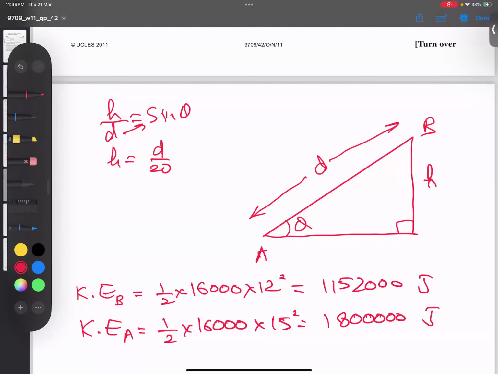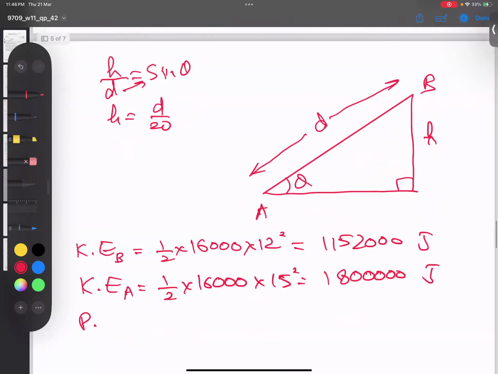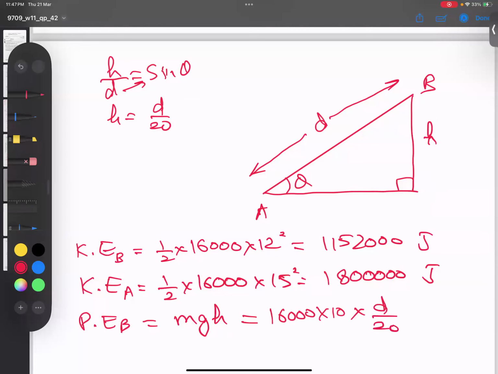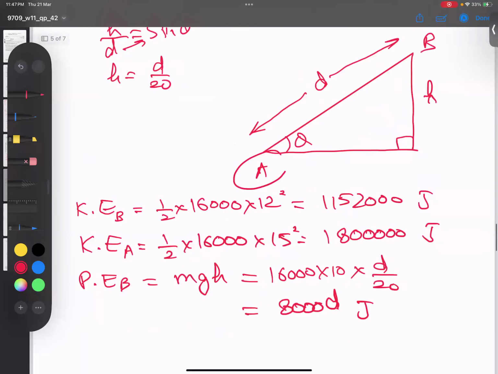Clear. But what is the potential energy at the B top? MGH formula. Mass is 16,000, g is 10, and height is what? I just got it, d by 20. If I take 16,000 and one more zero divided by 20, I get 8,000 d joules. Clear. And the potential energy at A is 0 because the height is 0.